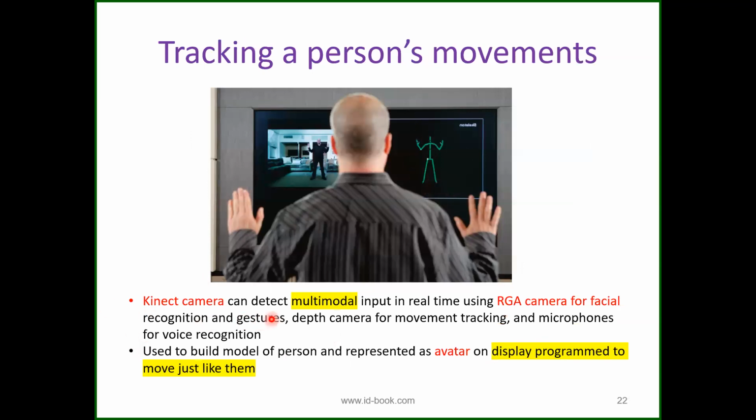A Kinect camera can detect multimodal input in real time, using RGB cameras for facial recognition and gestures. A depth camera is used for movement tracking. A microphone is used for voice recognition. It is used to build a model of the person. This is the model of the person, represented like an avatar. On the display, an avatar can show the movements as well, by using a program behind it.